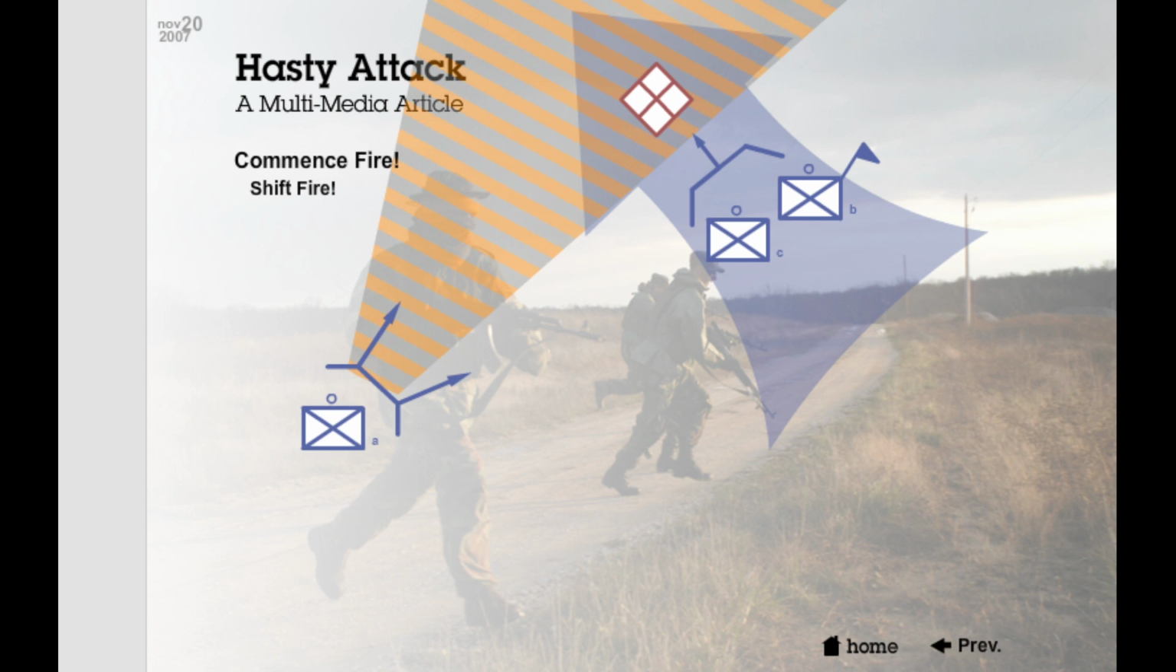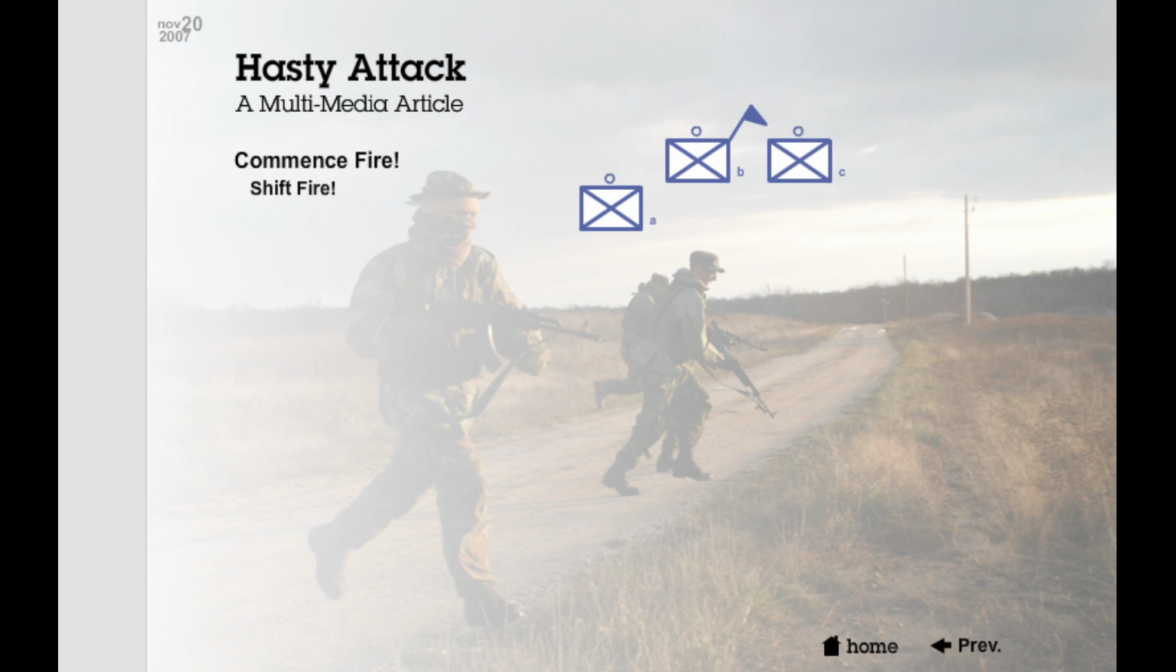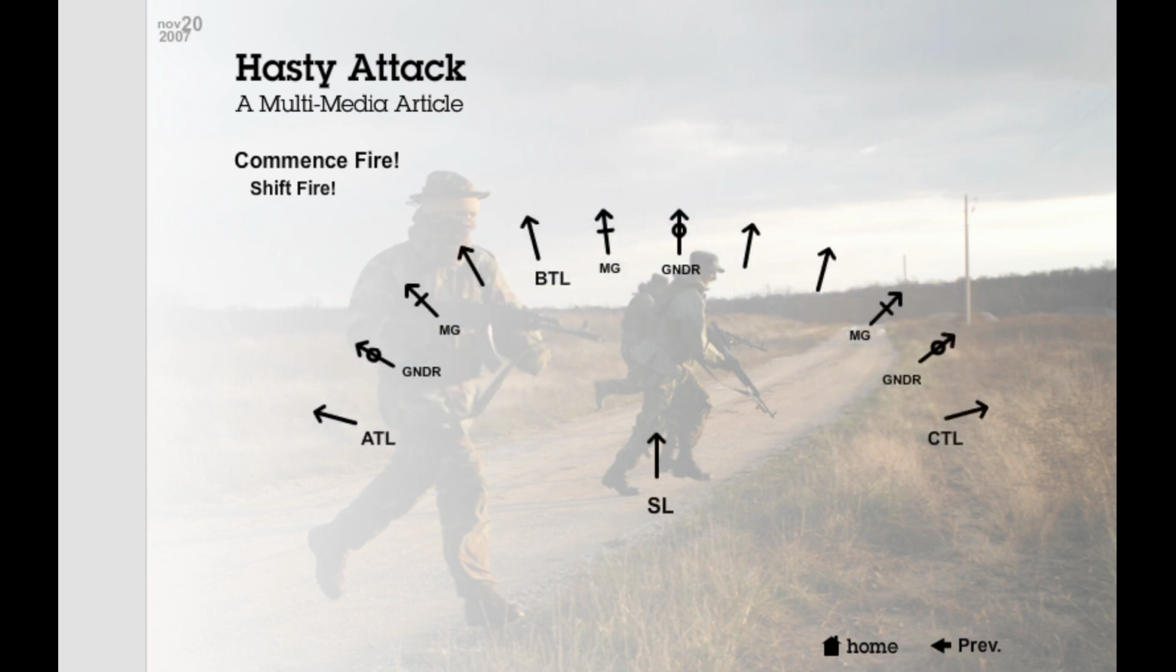Upon the signal, the Overwatch position must shift their fires away from the bounding element's assault. In this manner, the Overwatch position continues to suppress the enemy and prevent them from escaping. The bounding element assaults across the objective and halts. The squad leader then calls forward the Overwatch position. With the entire squad on the objective, the squad forms a 180-degree defense and prepares for a counterattack.